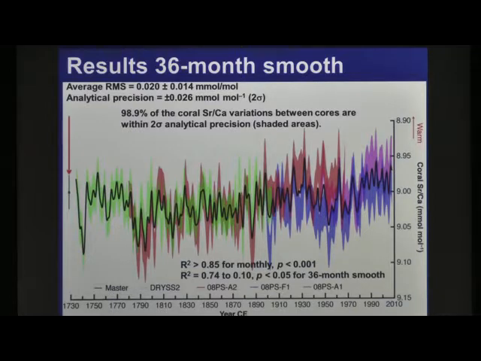If we look at the correlation, it's quite high. Our R-squared values are above 0.8 for monthly. And then for the 36-month smooth, they vary between 0.74 down to 0.10. So again, this tells me we do have shared variance between the records. At this point, I'm confident that these 4 different cores from either ends of the park, different size colonies, different growth orientations, they're all giving me a similar record. So now we're going to take that record and compile a master strontium calcium chronology. And that's the black line you see here.